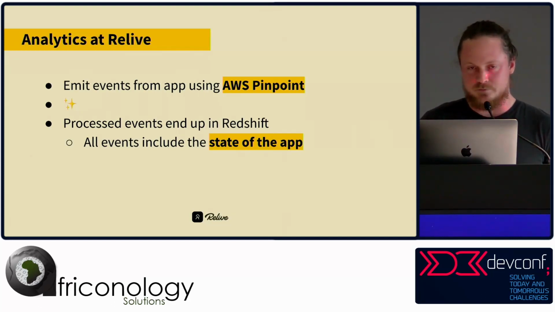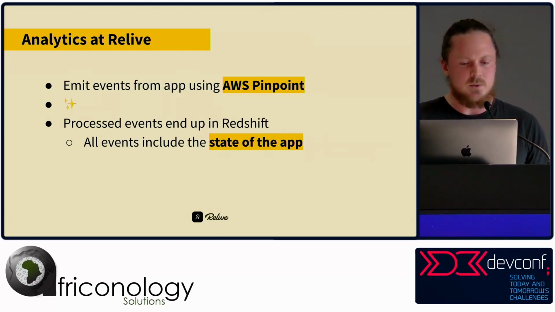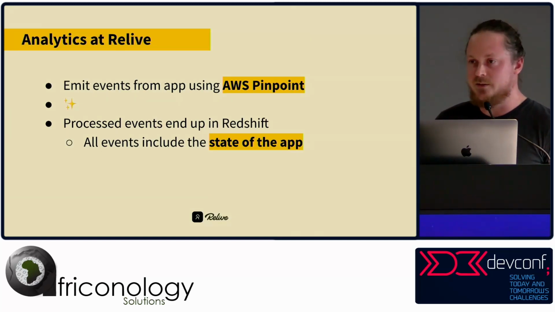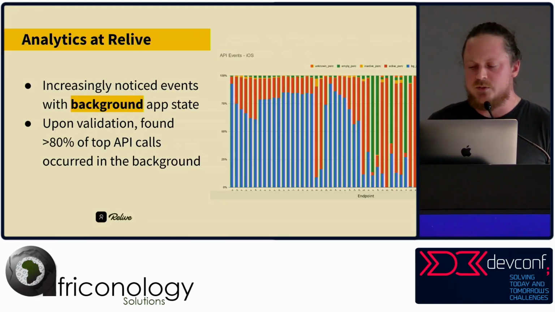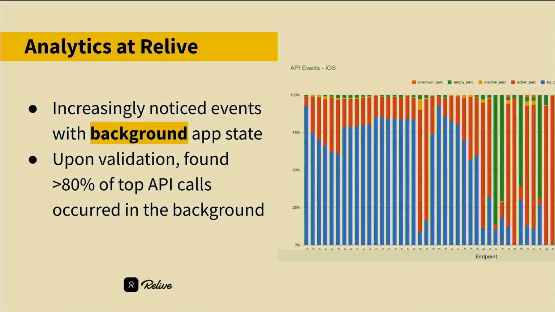and it's made queryable. Now, the important part to note also is that all of these events include a ton of metadata around the state of the app, and in particular, it includes whether the app is in the foreground or whether it's in the background. So with this in mind, we started to notice that often when inspecting weird sessions, a lot of things were happening in the background. So this triggered a smell, and upon validation, we found that more than 80% of our most occurring API endpoints are called while the app is in the background.